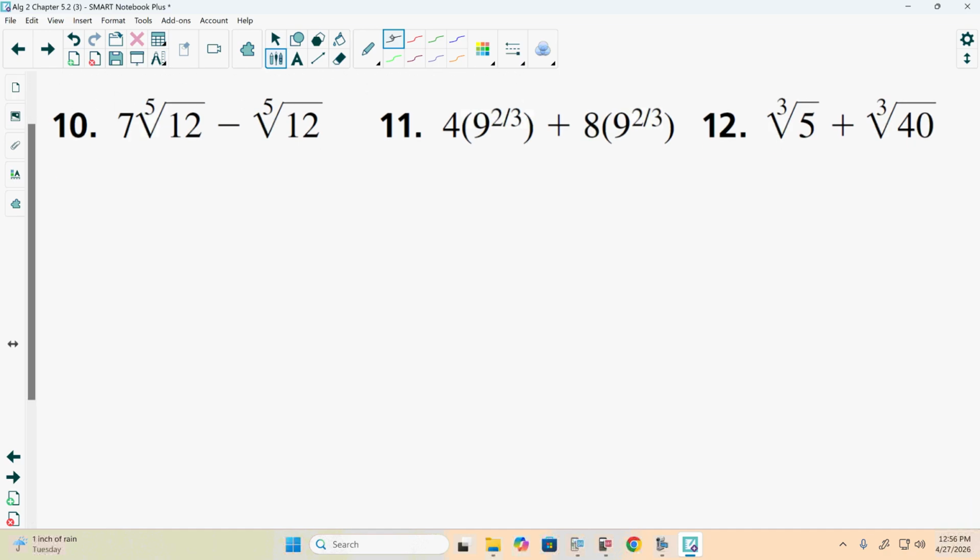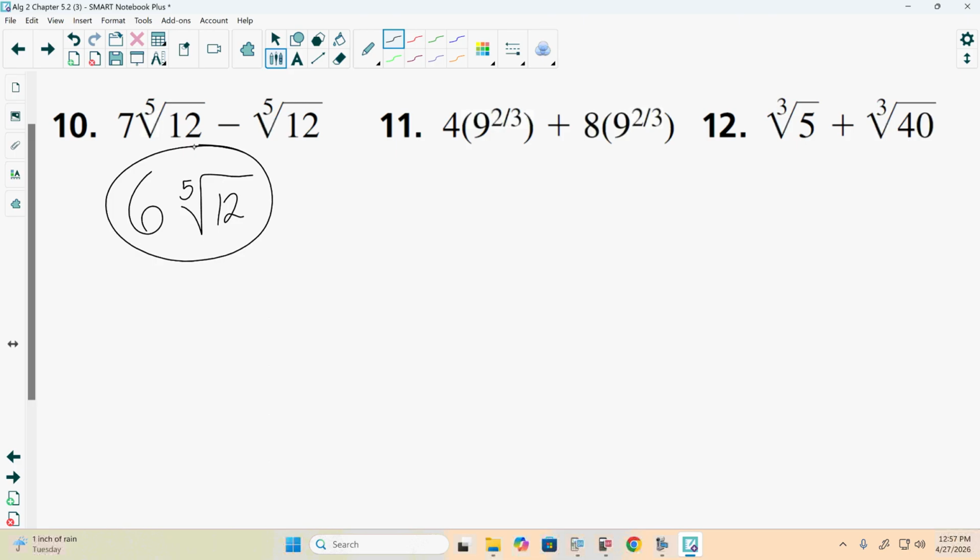Let's look at 10, 11, 12. 10, 7 times the fifth root of 12 minus the fifth root of 12 would be 6 times the fifth root of 12. Fifth root of 12 is as simplified as it gets, because if we wrote it out as the product of its prime factorization, it'd be 3 times 2 squared. There's not 5 factors anywhere in it.